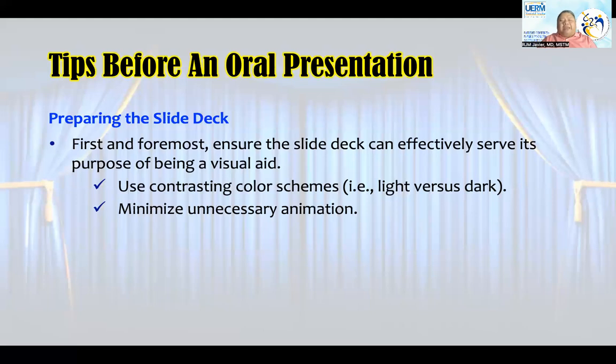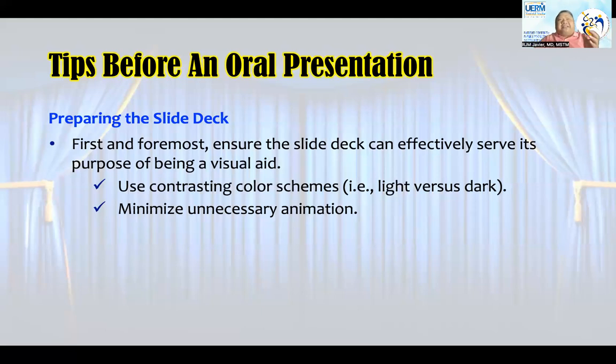We also want to minimize unnecessary animations. There are times when I have seen, in international scientific conferences, slide decks with GIFs or animations that, in my opinion, would be unnecessary. For example, a cat that keeps on jumping on the side. It's not something that is relevant in a scientific presentation. So we would recommend you do away with such unnecessary animation.